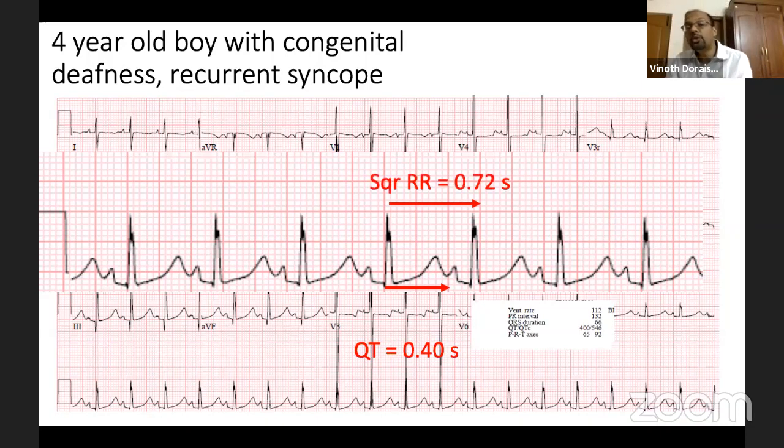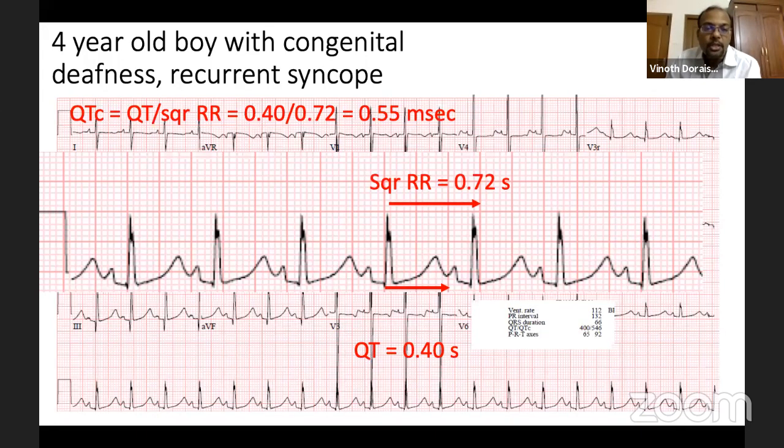But we have to take the square root of the RR interval. So that becomes 0.72 seconds. Now we calculate the QTc, which is the QT divided by the square root of the RR interval, which comes to 0.40 by 0.72, which is 0.55 seconds. So more than 0.44 in a child is definitely prolonged, and the chances of sudden cardiac death and arrhythmias become more when it goes beyond 0.50 seconds. So this boy definitely has a prolonged QT syndrome and needs treatment for that.